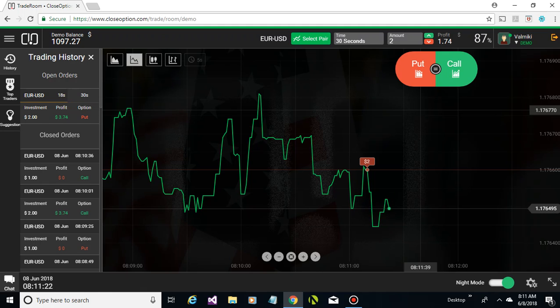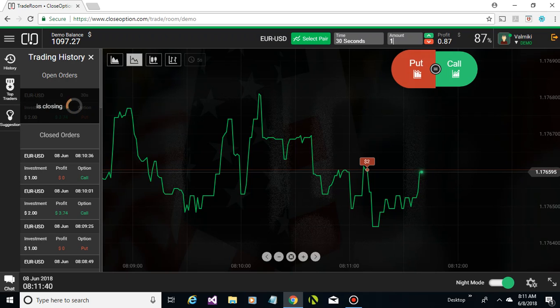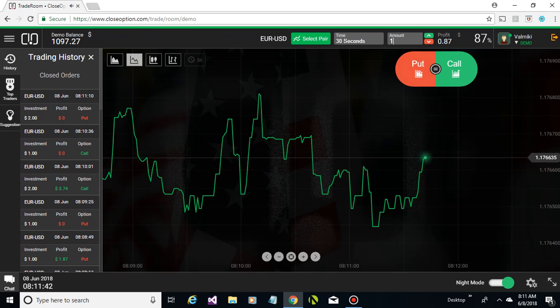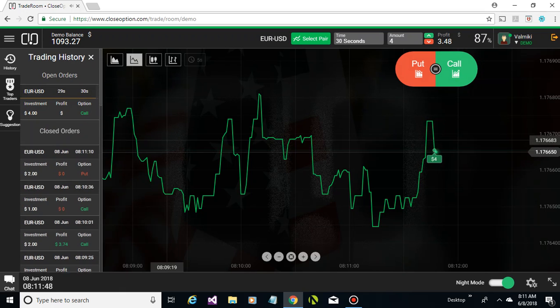And looks like this trade could bring us to the $1,100 mark, if it's a winning trade. So let's see what happens. We have 1 second left to go, and that is a loss. It was very close to a win.